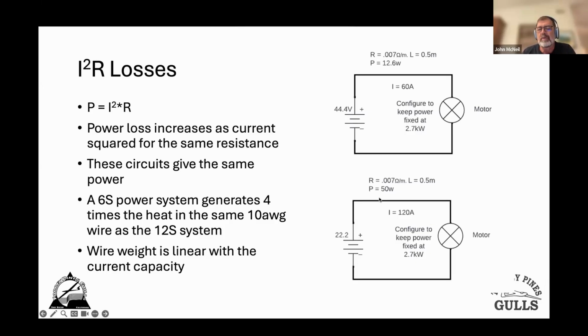But this happens everywhere. Anything that has to do stuff has I squared R losses. The ESC itself has I squared R losses. The battery has I squared R losses. Those internal resistance values we're talking about, you may have half the internal resistance, but the heating of the battery due to the current is twice as bad in this case as it is in this one because of the I squared R.